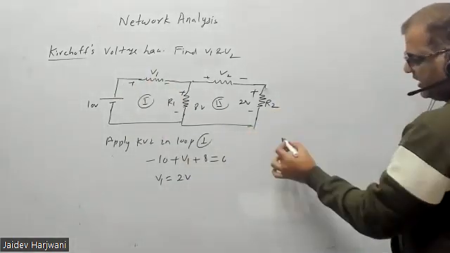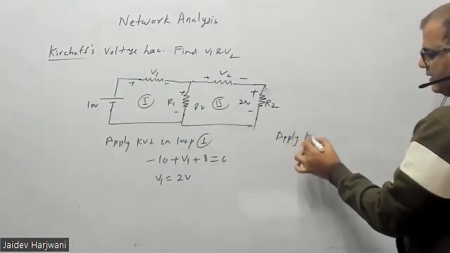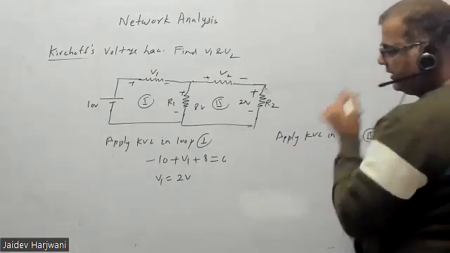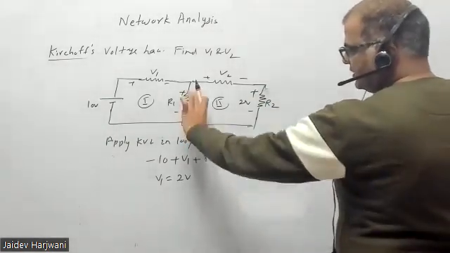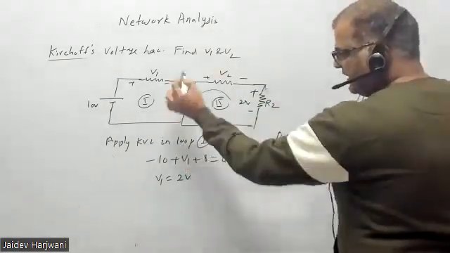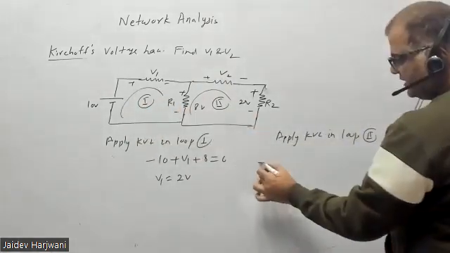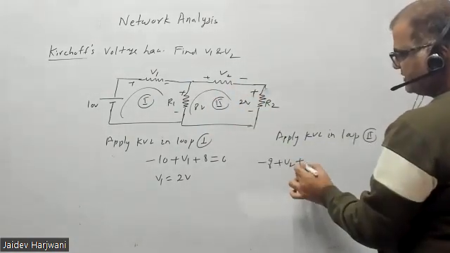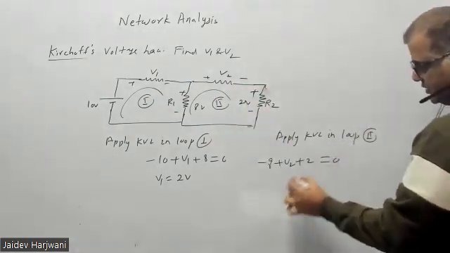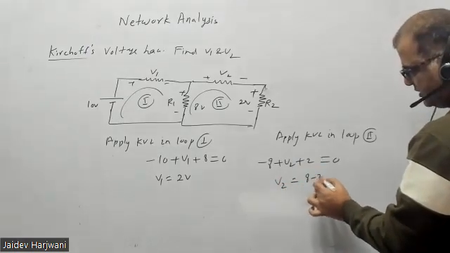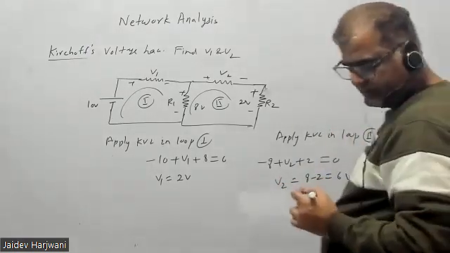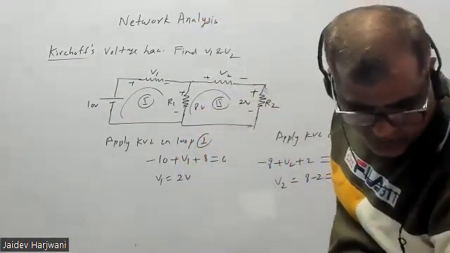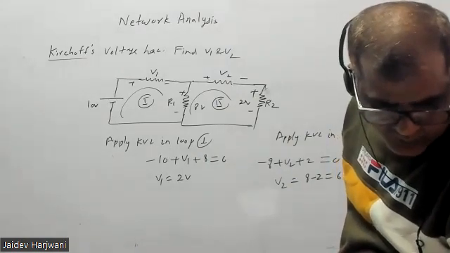Okay, similarly apply KVL in loop 2. Now here you're moving like this. You can move like this also, but we are moving like this. This is minus 8 plus V2 plus 2 volt equals to 0. So what will V2 be? 8 minus 2, 6 volt. Okay, so like this you can find the voltages in a loop.